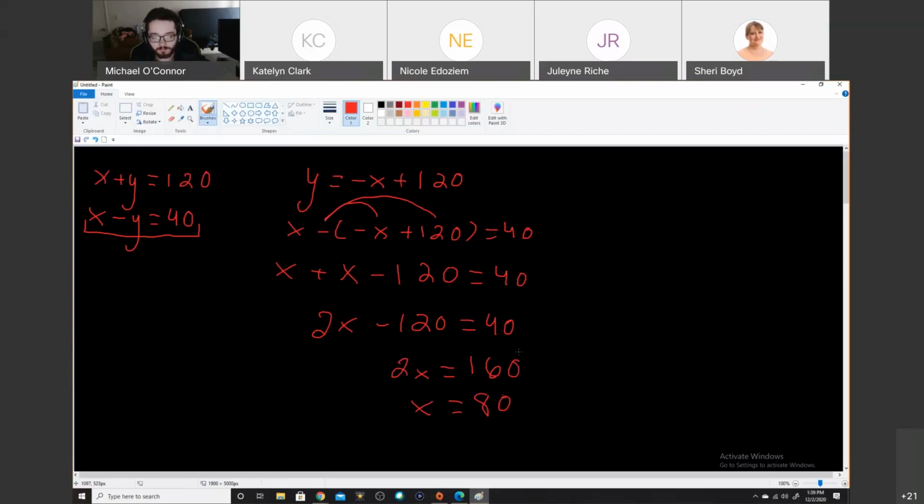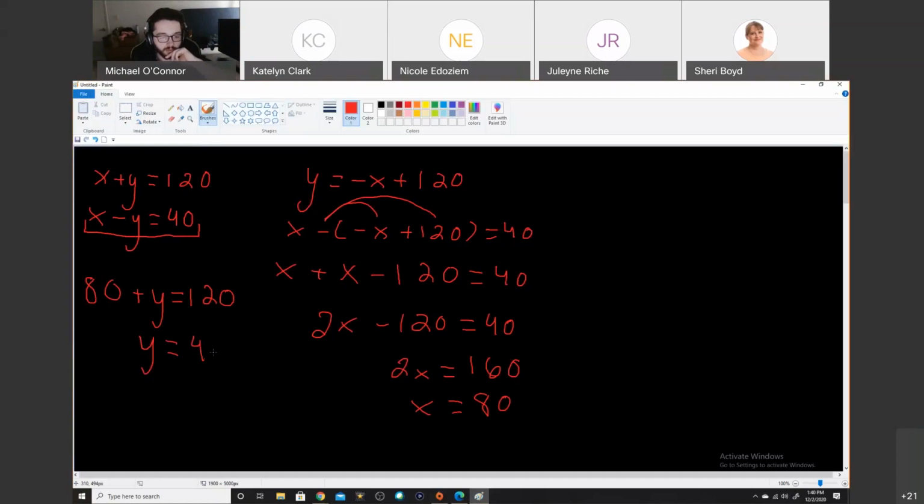So now we're going to plug x equals 80 into one of the original two equations. When we plug the value of x into an equation, can we plug it into the equation where we made y the subject? You can plug it into either of the two. When you solve for x, you can plug it into any of the equations you want. So 80 plus y equals 120, and then you subtract 80 over, and you get y equals 40.